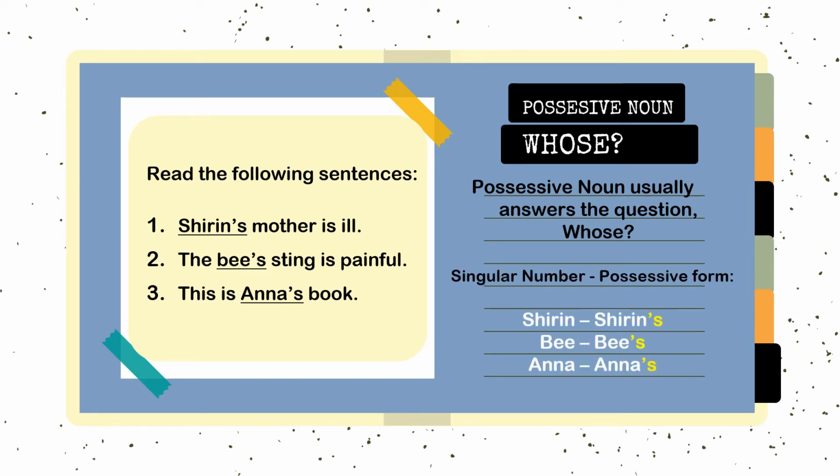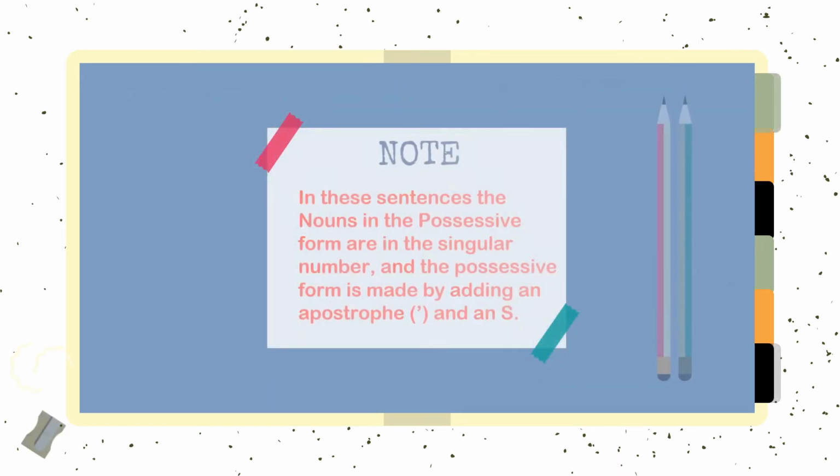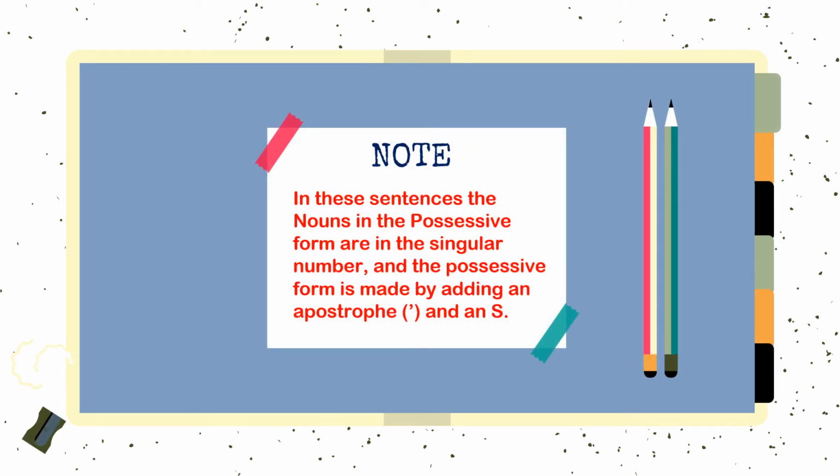To form possessive nouns of the singular number, simply add an apostrophe s. That is, Shirin, Shirin's, bee, bee's, Anna, Anna's. Here's a detailed note on the same. In these sentences, the nouns in the possessive form are in the singular number, and the possessive form is made by adding an apostrophe and an s.